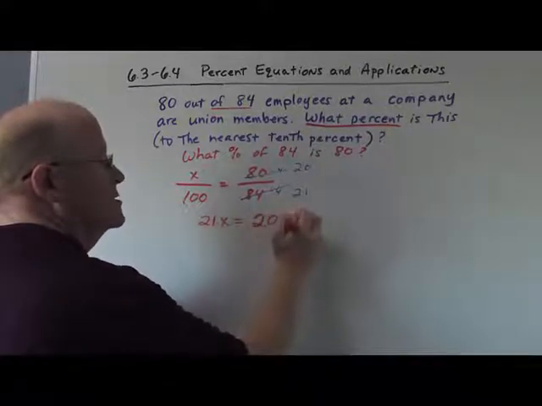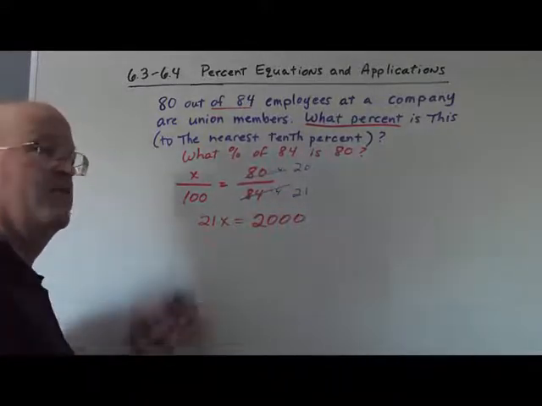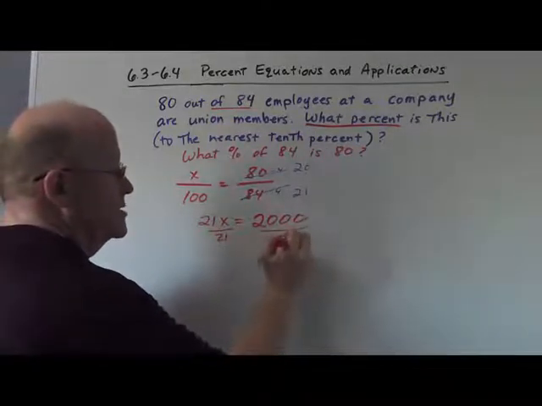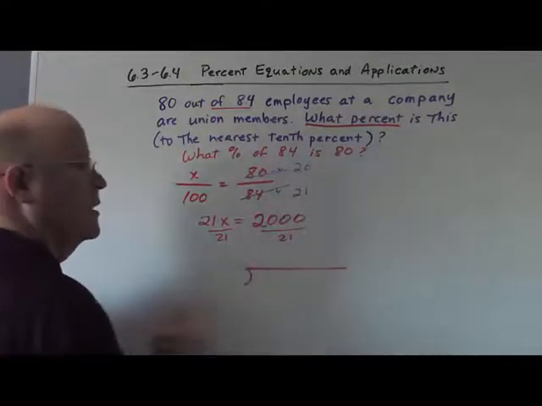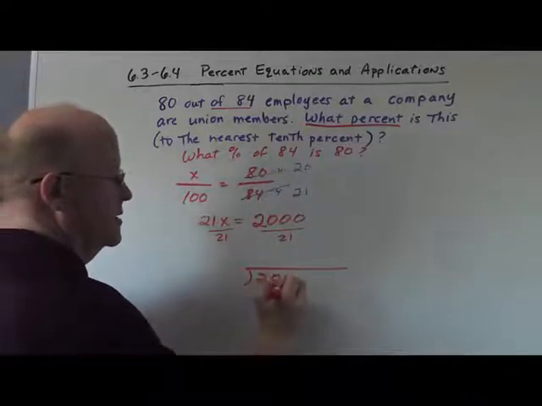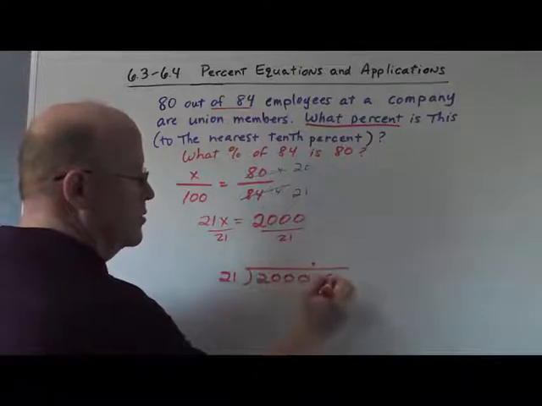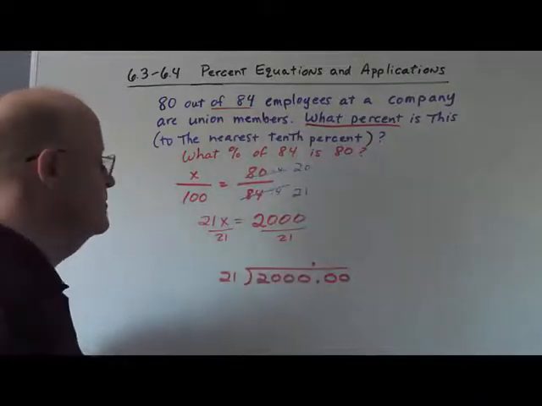That's 2,000. To get x by itself, we need to divide off the 21, and so we will divide each side by 21, and that's where our long division is going to come into play here. Here's our 2,000 divided by 21. Put our decimal in here. We're going to have to carry this out a couple places.